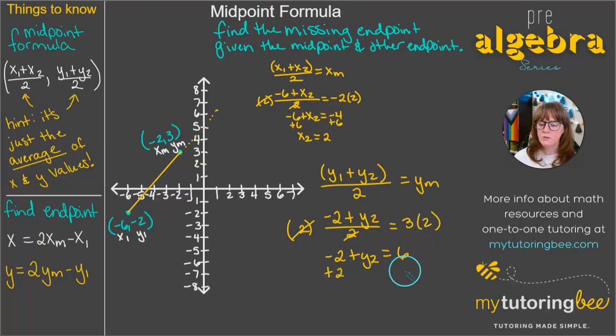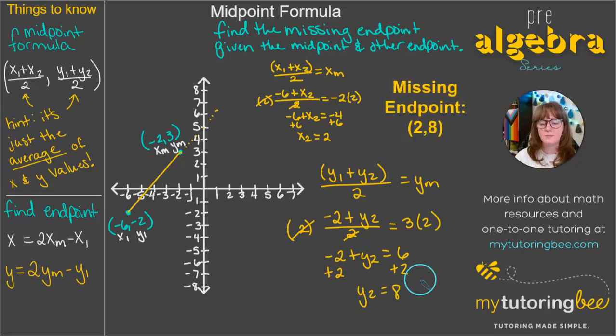We're going to add 2 to both sides of the equation. So then y2 equals 8. So now I know that the y portion of our point is at positive 8. So at 2, positive 8, and that does seem like it would go ahead and connect with that dot that's down there. And this point now is in the middle between these two endpoints.